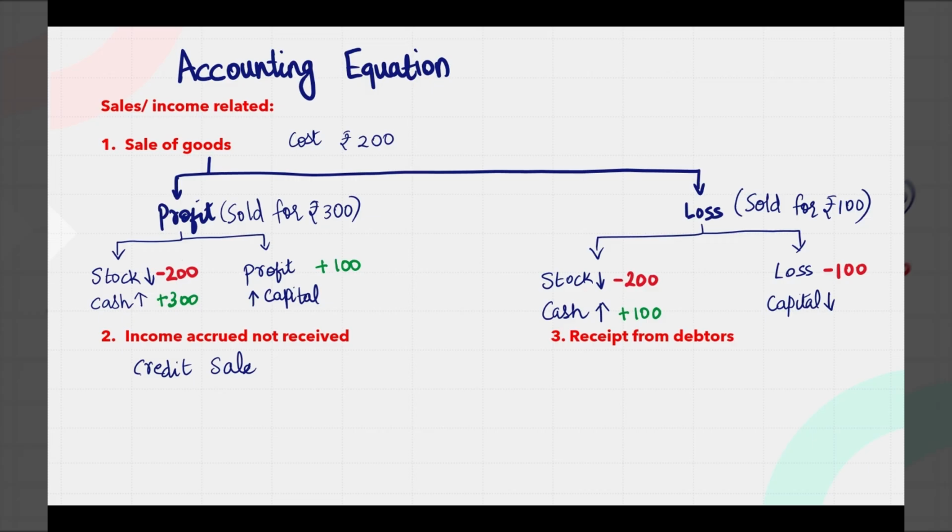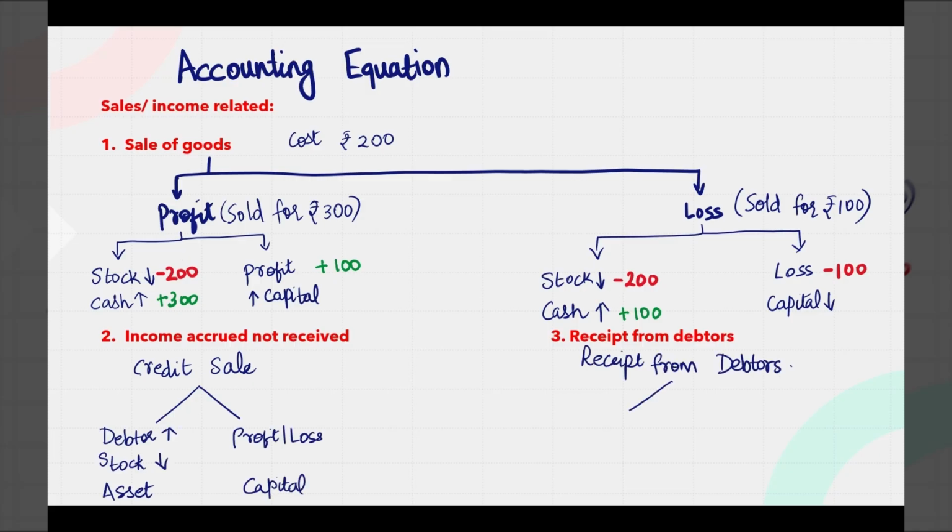Next is income accrued but not received, which is nothing but a credit sale. So what happens? The two sides of the credit sale: the debtor balance is increasing, stock is reducing, right? And on the other side, if it is a profit, then it would impact the capital. That's what we saw in the example.